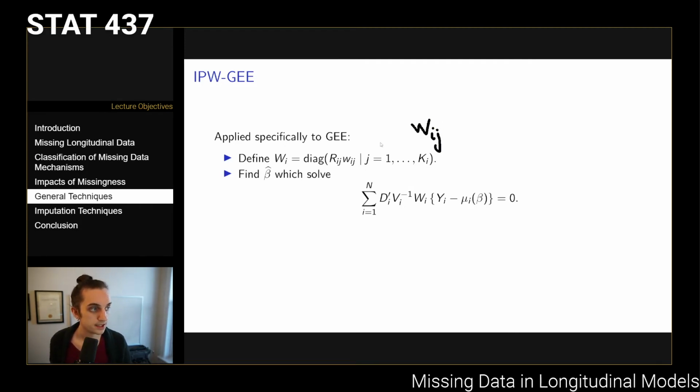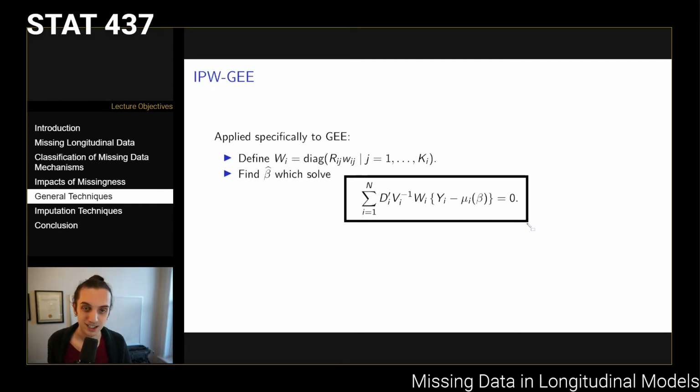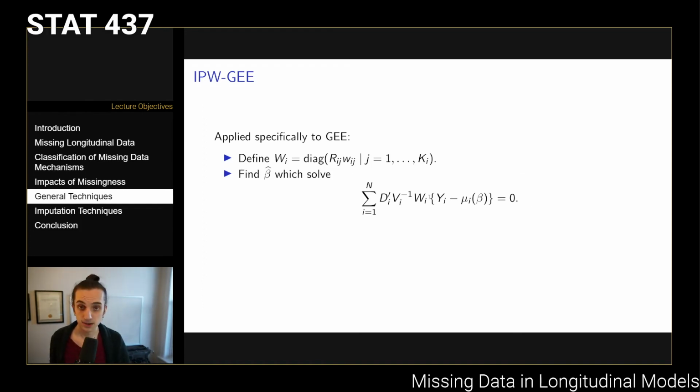It's going to be their weight. And if the individual was not observed, we're going to have a 0. Okay? And so then we take this weight matrix, and we plug it in to our GEE estimating equations, right? And so we have this D_i prime V_i inverse, and then normally we would just have this residual term here, but we multiply by this weight matrix, and by doing so, we're going to be performing that available data analysis. And we call this inverse probability weighted generalized estimating equations, IPWGEE.